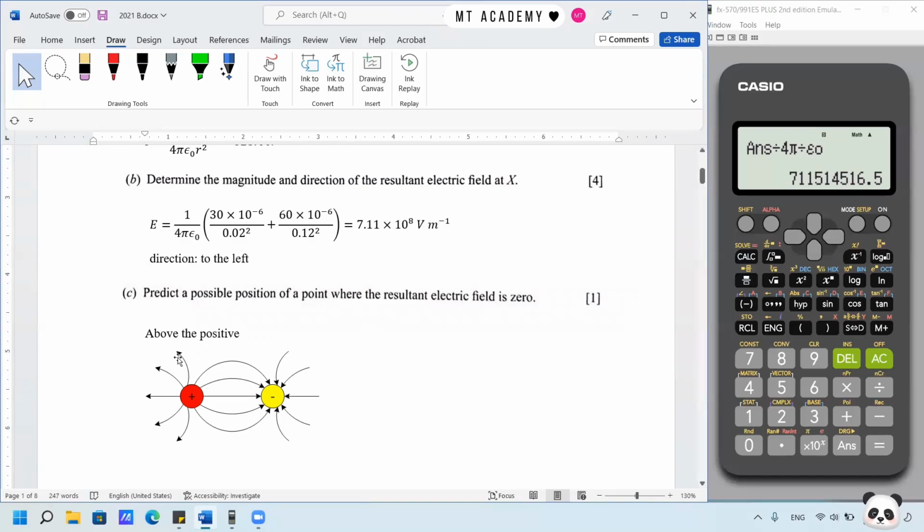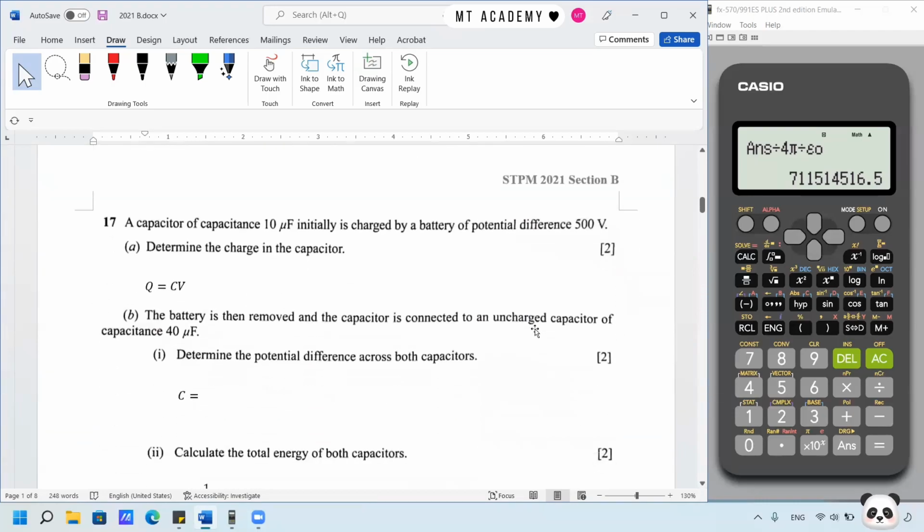This is the area where there will be no electric field, because the electric field is attracted to the negative charge. Or maybe above the negative charge is also possible, or you can choose a position below both of the charges. Between the charges, certainly we will have an electric field, so this would not be the answer. So predict a possible position, 1 mark, so I think you just give it a try. And we will move on to question 17.